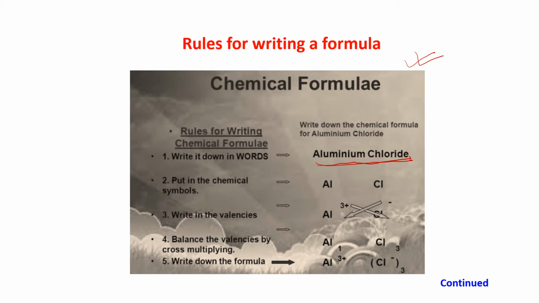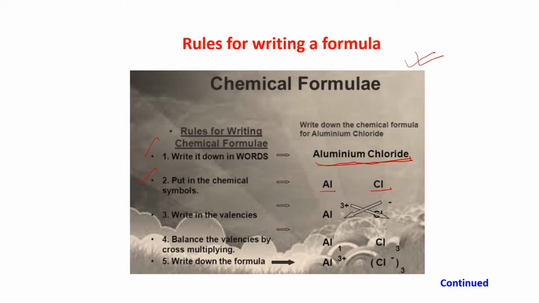The first is to write down the formula in words: aluminium chloride. The next is to put in the chemical symbols. The symbol of aluminium is Al and the symbol of chloride is Cl. This is the chloride ion. I will not say aluminium chlorine, I will say aluminium chloride. What an ion is, I will explain to you afterwards.